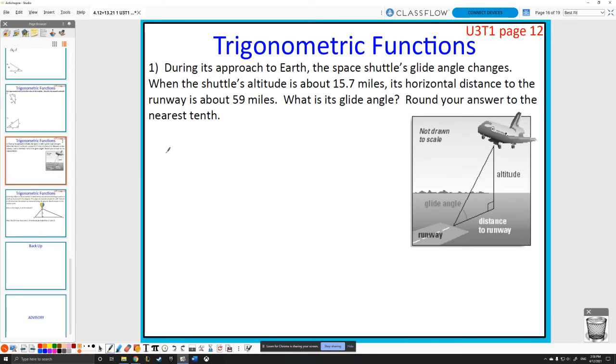During its approach to Earth, the space shuttle's glide angle changes. It tells us the glide angle is right here. When the space shuttle's altitude is about 15.7, which is right here, that's my height. Its horizontal distance to the runway is about 59. So that's 59 down here, 59 miles. That's this guy right here. Okay, that's what it's talking about.